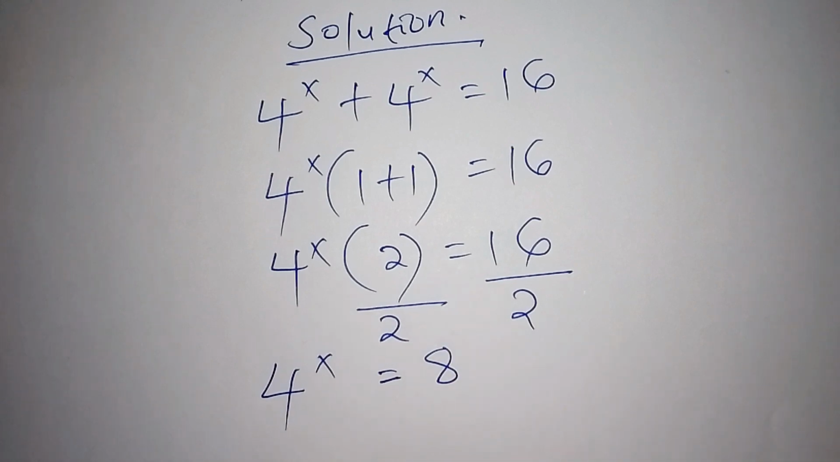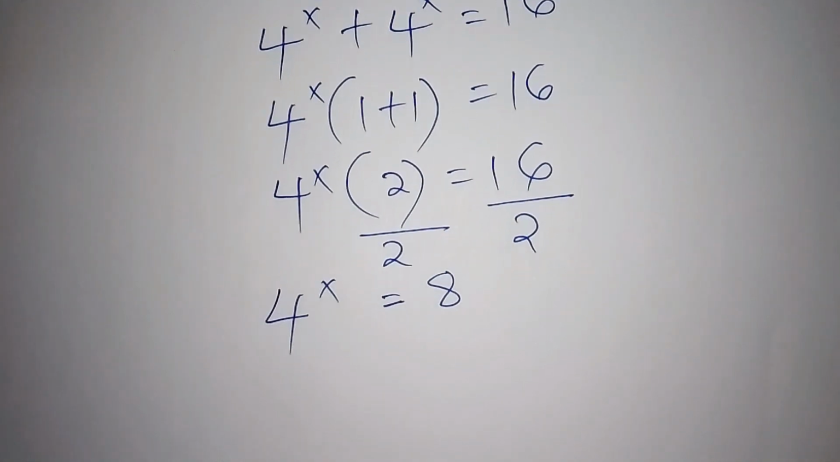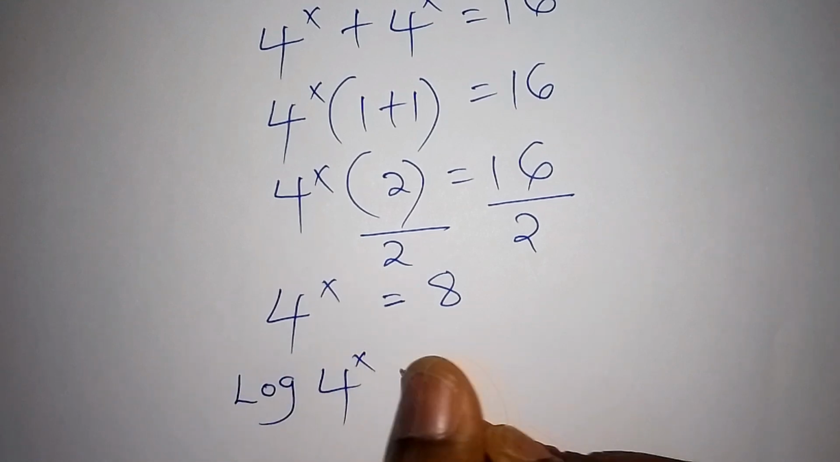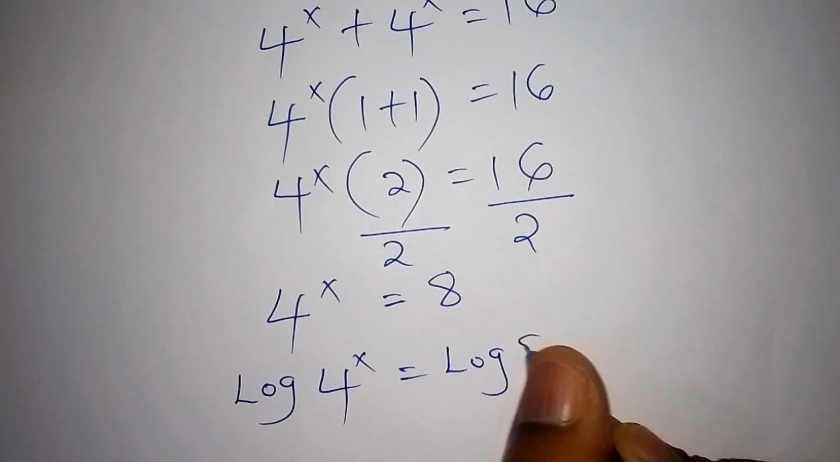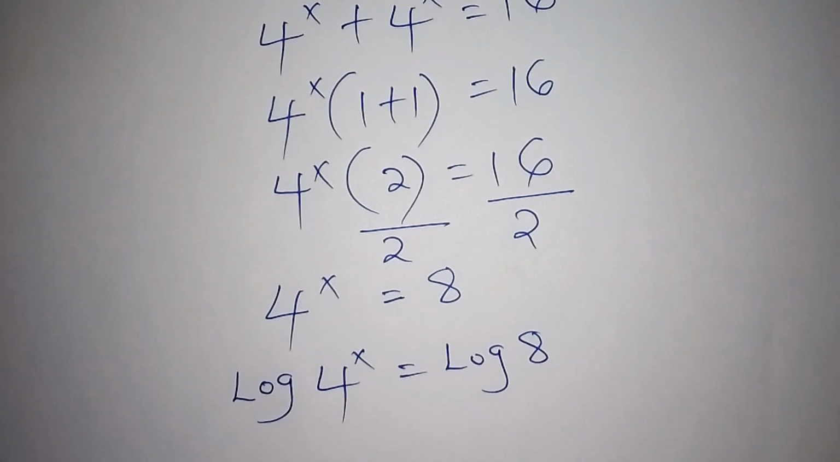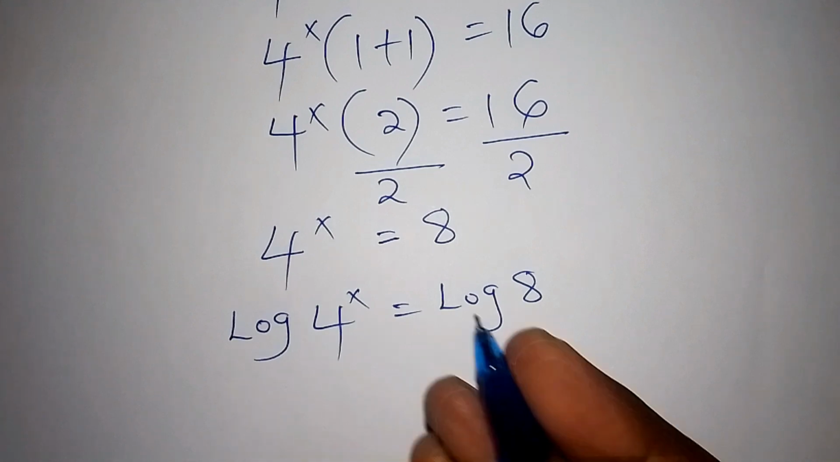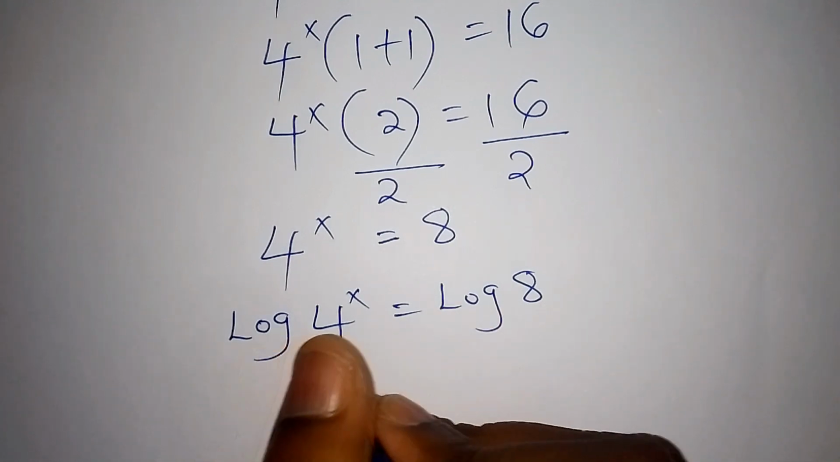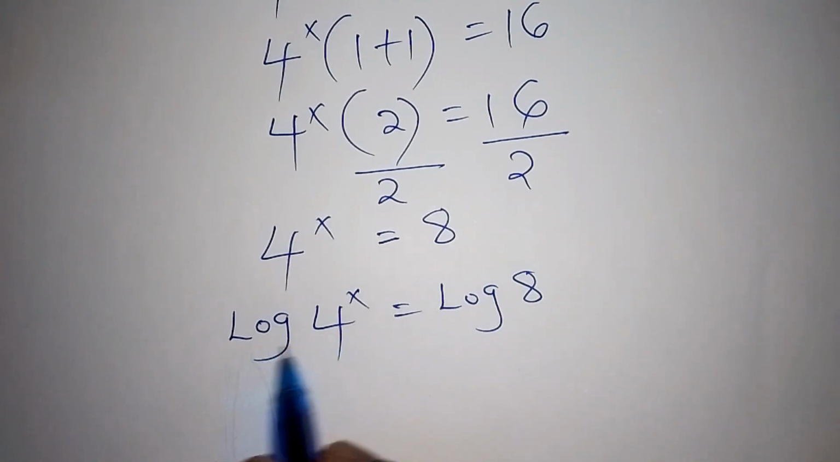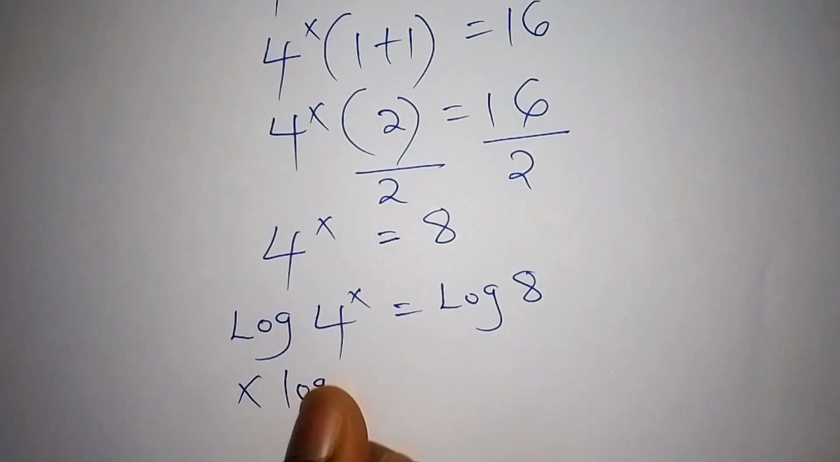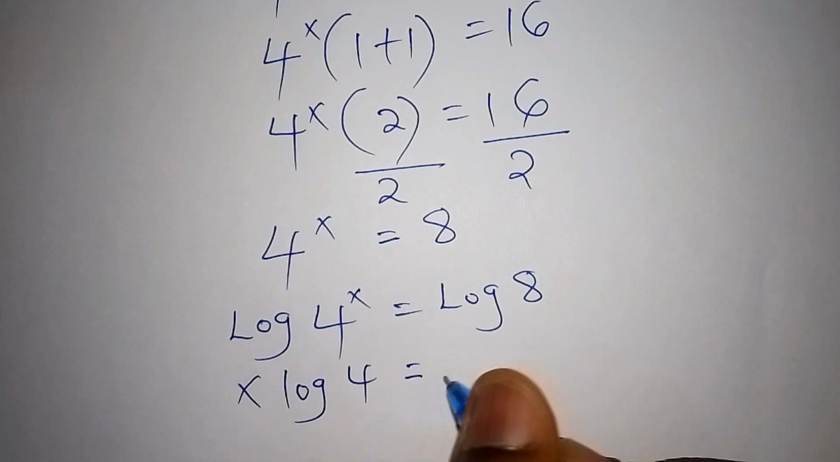So in this step, we now need to introduce logarithms. We say that the log of 4 to the power of x equals the log of 8. So after this, we shall divide by the log of 4. But before we divide, the log of 4 to the power of x can also be written as x log 4, which is equal to the log of 8.